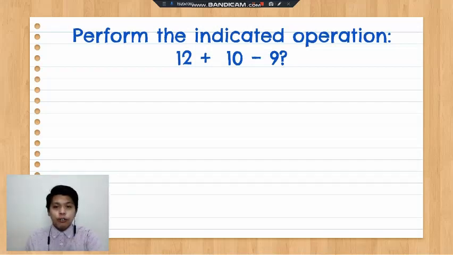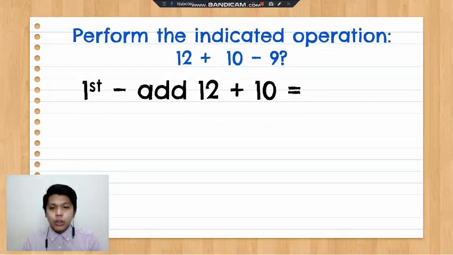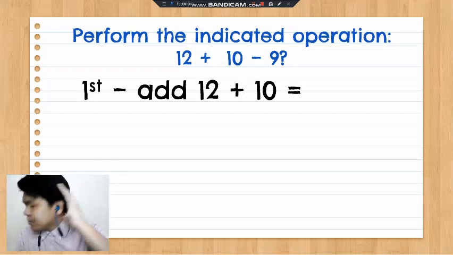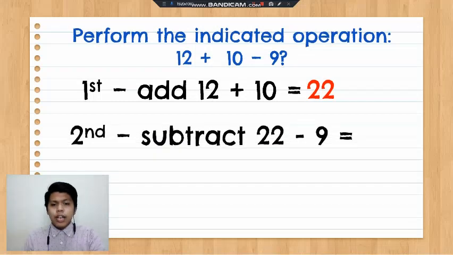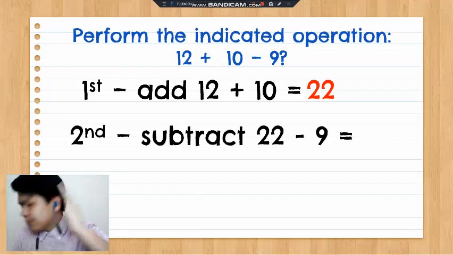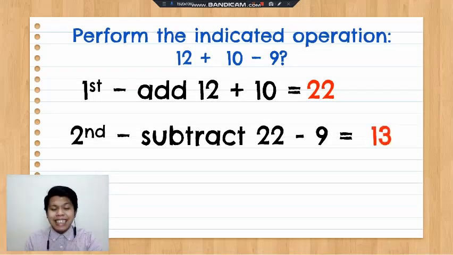Remember this. Start off with the operation in the left. First is to add 12 plus 10. 12 plus 10 is equal to, great, that is 22. Now, once you get the first operation done, move on to the next one. Subtract 22 minus 9. 22 minus 9 is equal to, great, it's 13. Now the answer is 13.